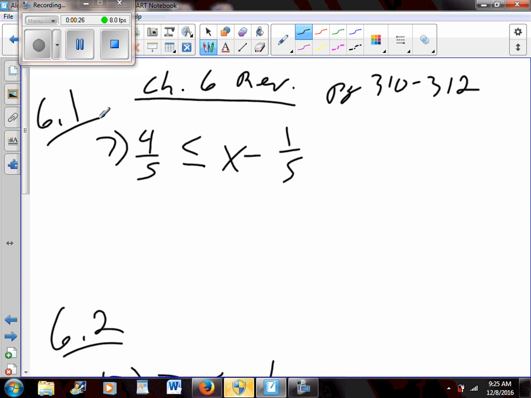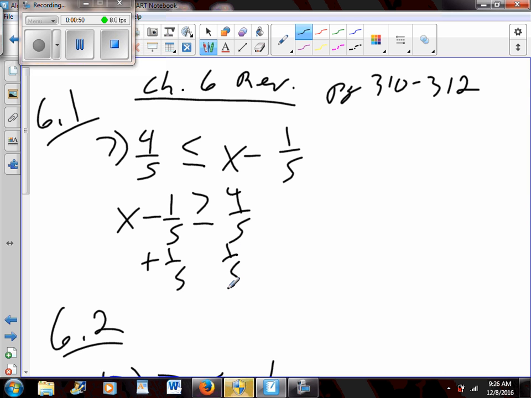Whenever you see a problem with the variable on the right-hand side of the equation, if it helps you, make the first thing you do turn the whole problem around. Just don't forget to turn the inequality symbol around with it. Let's understand this to mean: x minus 1/5 is greater than or equal to 4/5. Now we're going to add 1/5 to both sides to solve for x. So we end up with x greater than or equal to 4/5 plus 1/5.